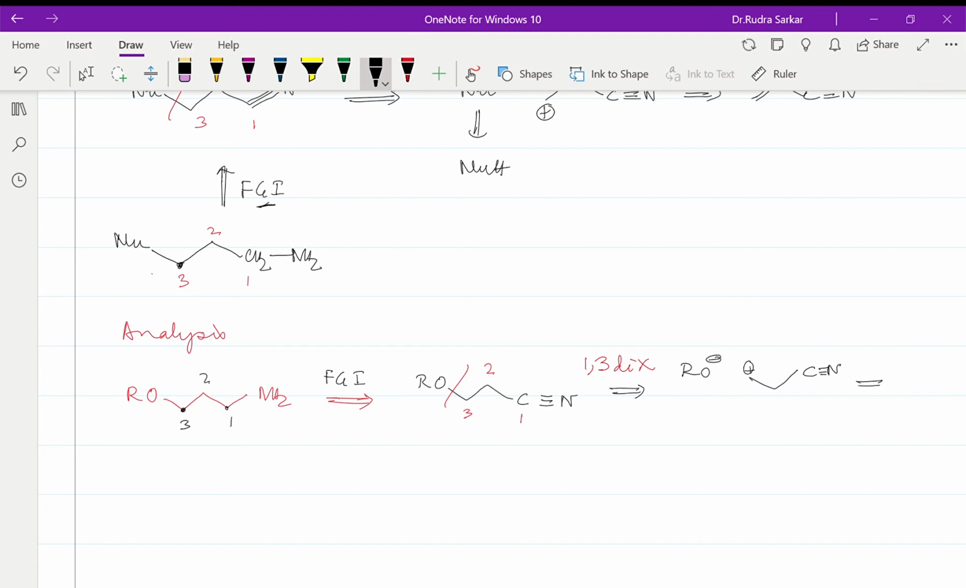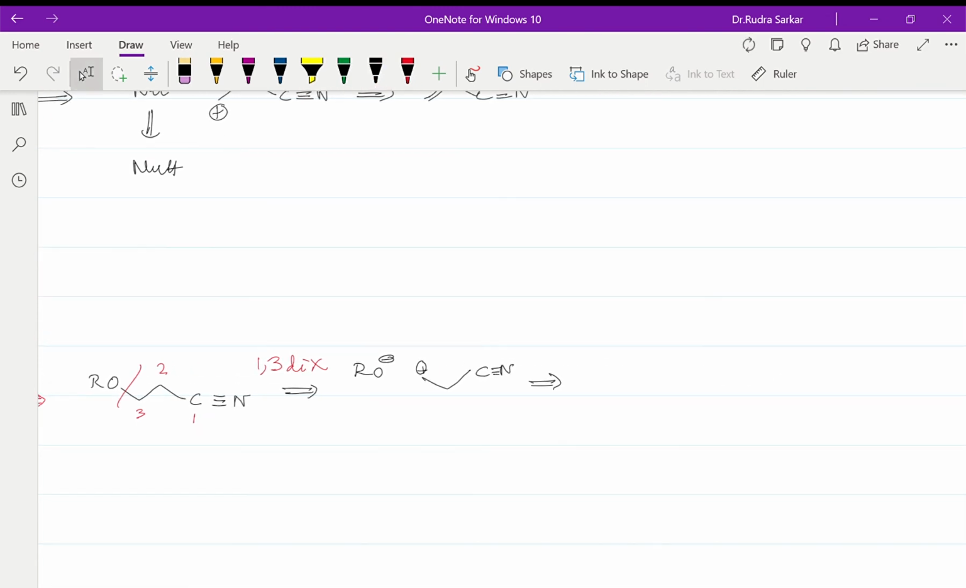So what are the reagents that we can think of? Alpha beta unsaturated cyano group, and we have a ROH. Okay, so that is what we will say.